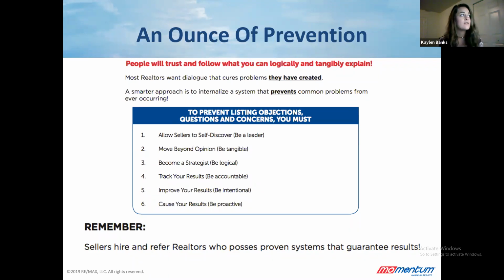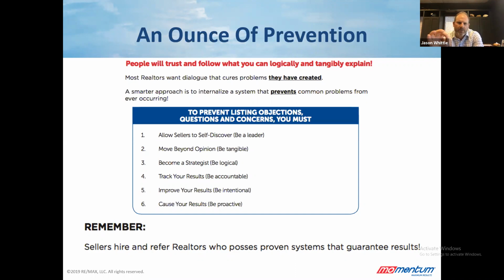And this slide also gives really great information on how, to prevent listing objections, you have to allow the sellers to self-discover. You have to be that leader. And like Jess was saying, answer those questions head on, ahead of time, before they ask. And over the years, you get into a habit of realizing what's common, and maybe you'll get hit with some uncommon objections. But either way, be that leader. Hey, Caitlin, you made a good point there.